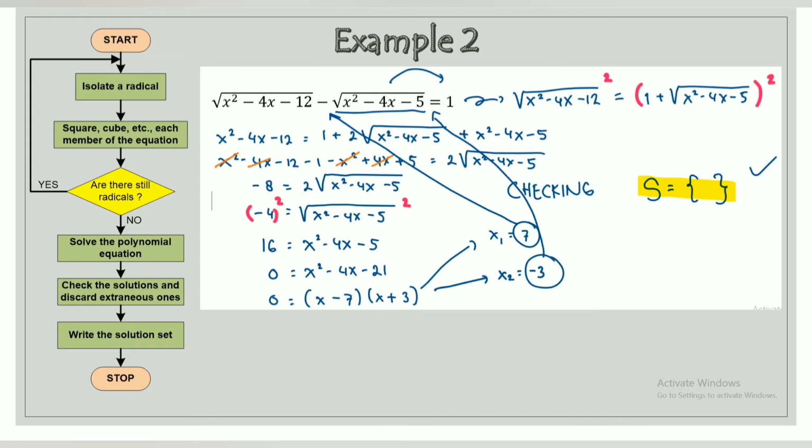You can still follow the steps, and you can really be assured that in the end you will find the same answers. So yeah, just follow it and then check it. Don't forget, okay, since 7 and negative 3 in this case are not the solutions. So let us go to the next example.